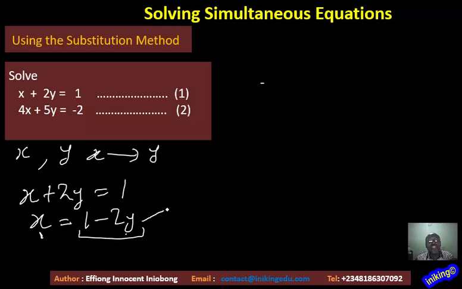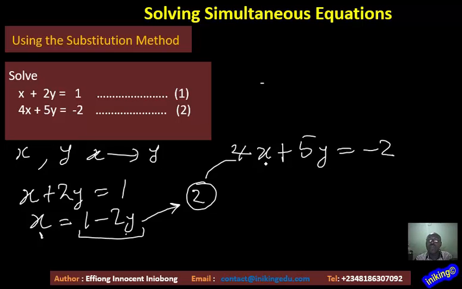I can now take this expression which represents x and go to equation 2. Remember, I started from equation 1. And look for wherever I can find x, I will deposit, or if you like, call it substitute. That's where the name comes in. In place of x, I will insert 1 minus 2y. So I'll go to equation 2, where I have 4x plus 5y as minus 2. I will take my x out and replace it with 1 minus 2y. And that is where we get the name, the substitution method.